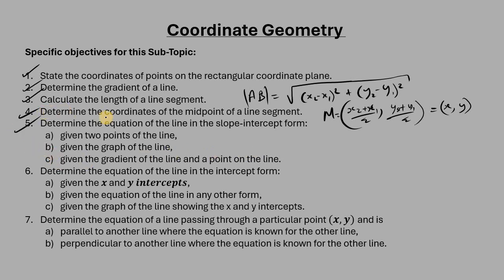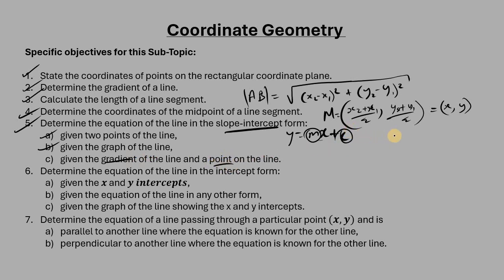And then we want to be able to determine the equation of a line in slope-intercept form. So the slope-intercept form is y equals mx plus c. All right, so if you're given 2 points on the line, you should be able to find the gradient and find the y-intercept. On the graph, we can do that as well. Just pick the y-intercept off the graph.